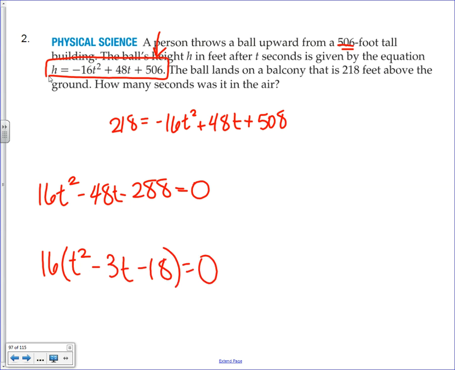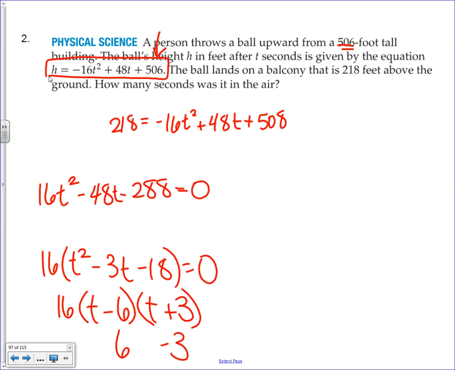And now this is much, much easier to factor because it starts with a 1. I've got t and t. This is going to be a 6 and a 3 to make that 18, and it's going to need to be a minus and a plus. So my answers here are 6 and negative 3. Well, it asks how many seconds was it in the air? Would it make any sense for a ball to be in the air for negative 3 seconds? Nope. So my answer is 6 seconds.